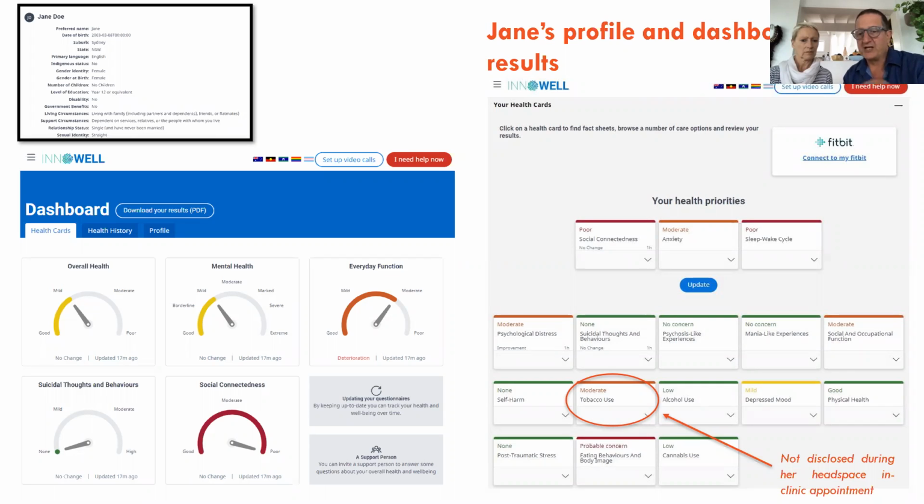Interestingly, using the wider dashboard, something not picked up during her initial assessment was the fact that she had moderate tobacco use, which she hadn't disclosed previously, but like commonly people do, she disclosed that during the wider set of assessments. Her health priorities really have picked up around social disconnectedness, her degree of anxiety, and her poor sleep-wake cycle. So in terms of her prioritisation, they are the main areas of focus. Next slide.